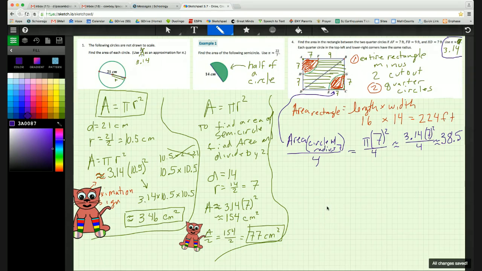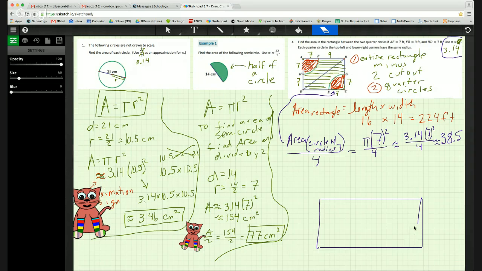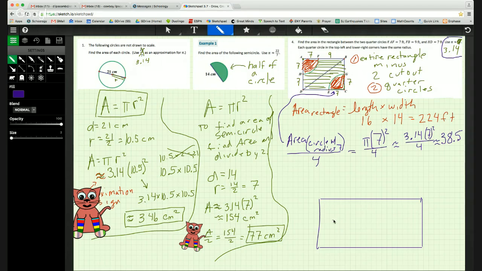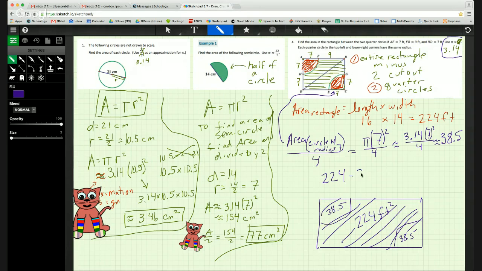So let's redraw this a little bit. Let me erase this right here. All right, good. So we have straight lines, and we have this piece here and this piece here, and this isn't perfectly to scale. But anyway, this whole rectangle was 224 square feet, and this piece was 38.5, and this was 38.5. So we need to take the whole thing, 224, and subtract 38.5, and subtract 38.5, and we'll have our answer.